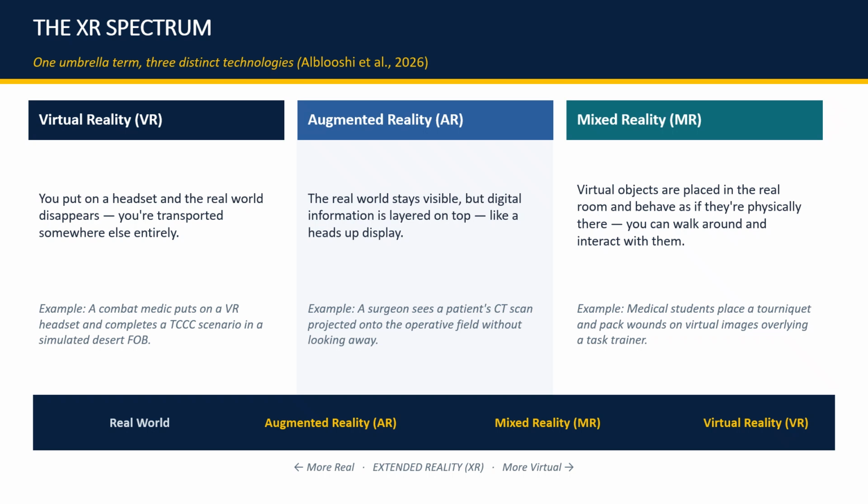So as we kind of alluded to earlier, real world is going to be obviously the most real, then augmented reality with an overlay in it, mixed reality with something you can interact with, and then virtual reality where the environment is totally immersive and virtual around you.